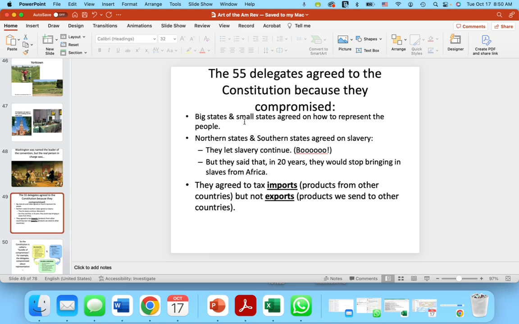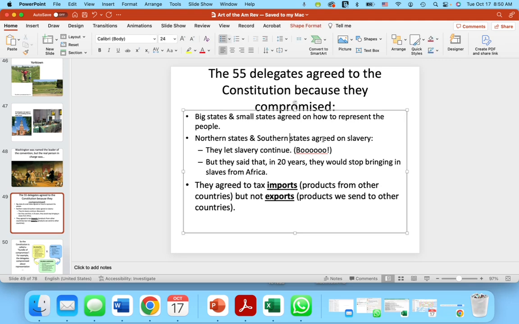Please remember the Constitution is a bunch of compromises. The big states and the small states agreed on representation. The northern states and southern states agreed on slavery. Tragically and unfortunately, they let slavery continue. And they said in 20 years, we'll stop bringing in slaves, we'll stop importing slaves. So that was one compromise.